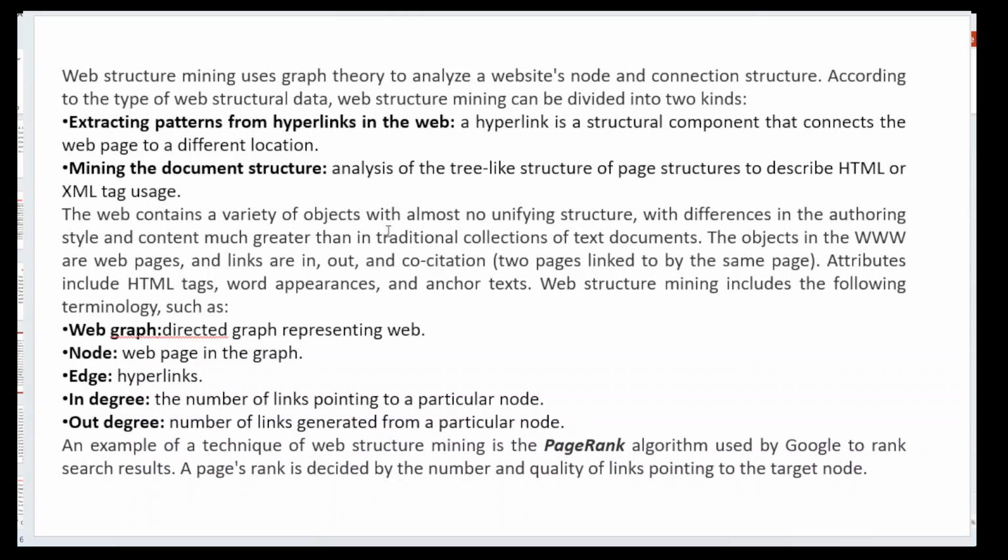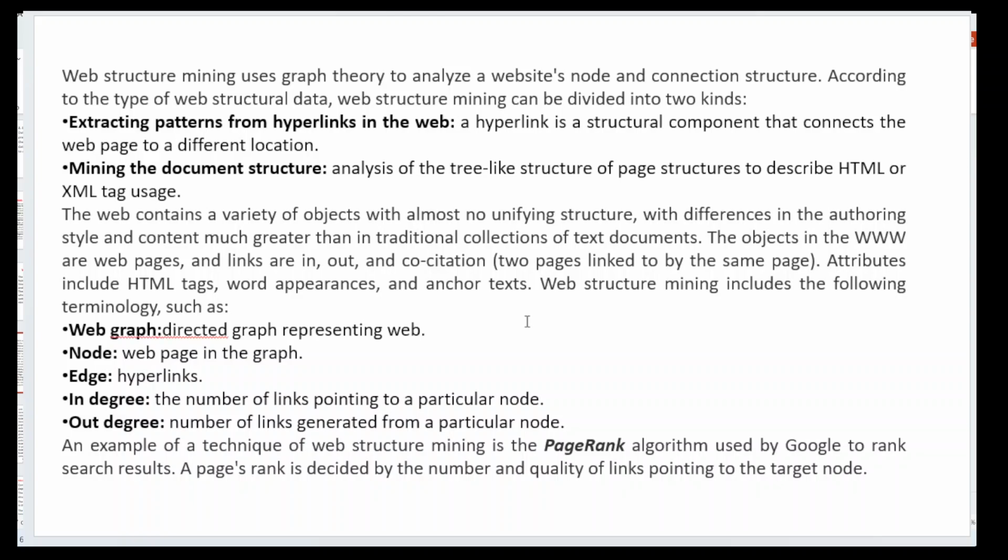And the web contains a variety of objects here with differences in the authoring style and content much greater than in the traditional collections of text documents. And the objects in the World Wide Web are web pages. So all the objects in the World Wide Web are web pages and links which are in and out. That means any citations are there to the pages with the same authors. And attributes means it will include some HTML tags, word appearances, and anchor text. Everything it is going to show here.